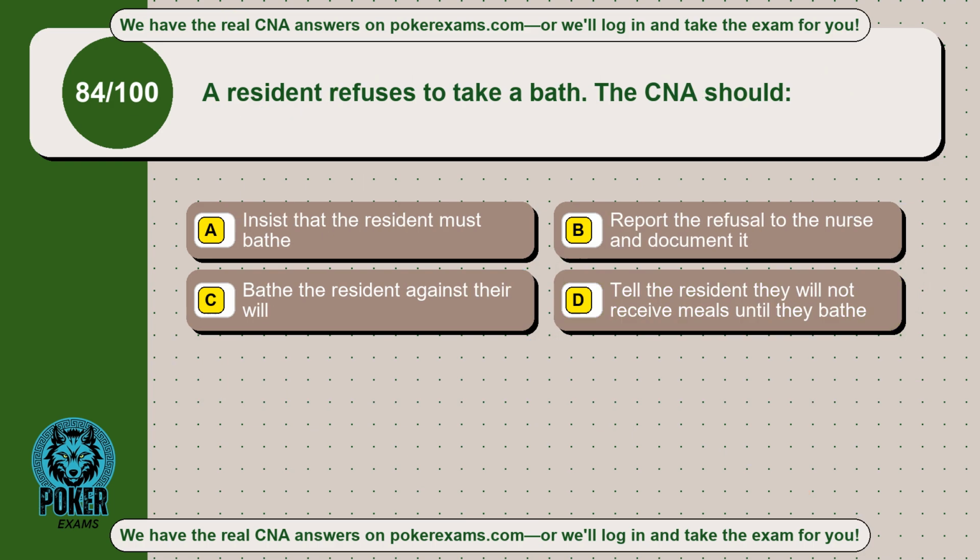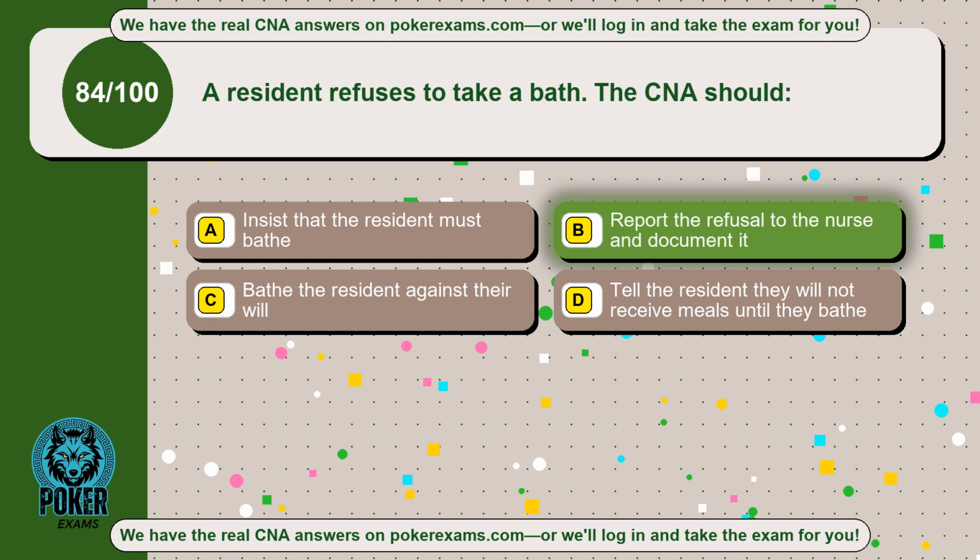Question 84. A resident refuses to take a bath. The CNA should: option A, insist that the resident must bathe; option B, report the refusal to the nurse and document it; option C, bathe the resident against their will; option D, tell the resident they will not receive meals until they bathe. The correct answer is option B.